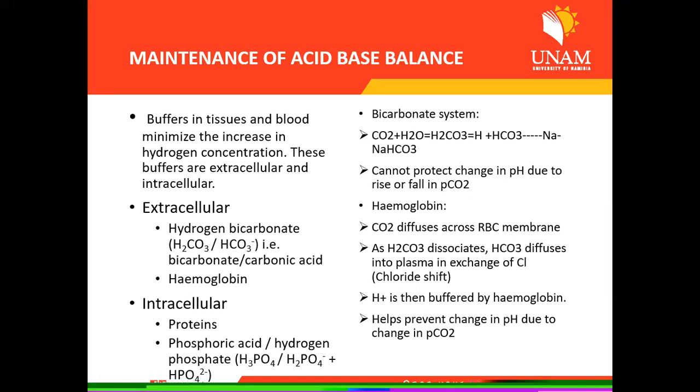Don't forget that it cannot protect against changes in pH that are due to PCO2. Hemoglobin is another buffer system in the blood, which helps to reduce the impact of acid-base changes. Carbon dioxide will diffuse across the red blood cell membrane and combine with water. By so doing, when sodium binds with bicarbonate, hydrogen ion is buffered, and hemoglobin helps to prevent changes in pH due to change in PaCO2. While bicarbonate helps to prevent change in pH that is due to bicarbonate change, which is metabolic.